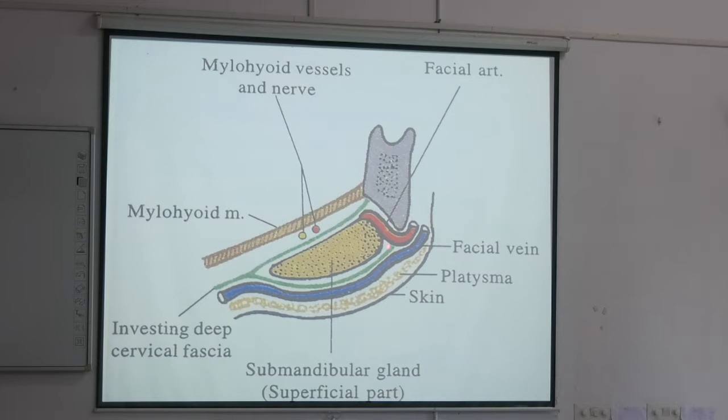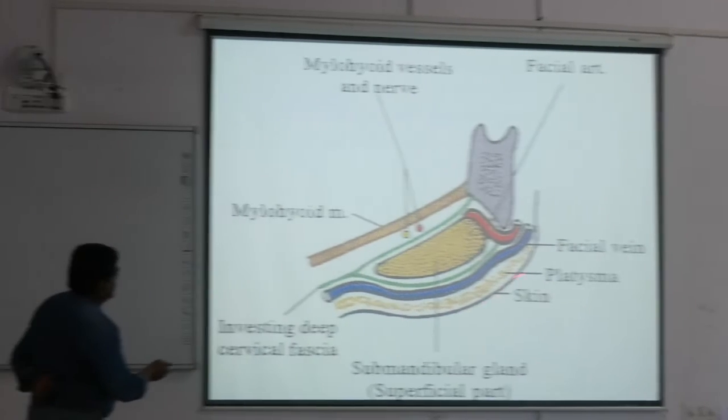Now you see the superficial part of the gland, the submandibular gland, invested by deep cervical fascia. Now the fascia just encircles, it bifurcates and gets attached. Now the mylohyoid vessels and nerve, the mylohyoid muscles. This is the facial artery, facial vein, platysma muscle, skin.